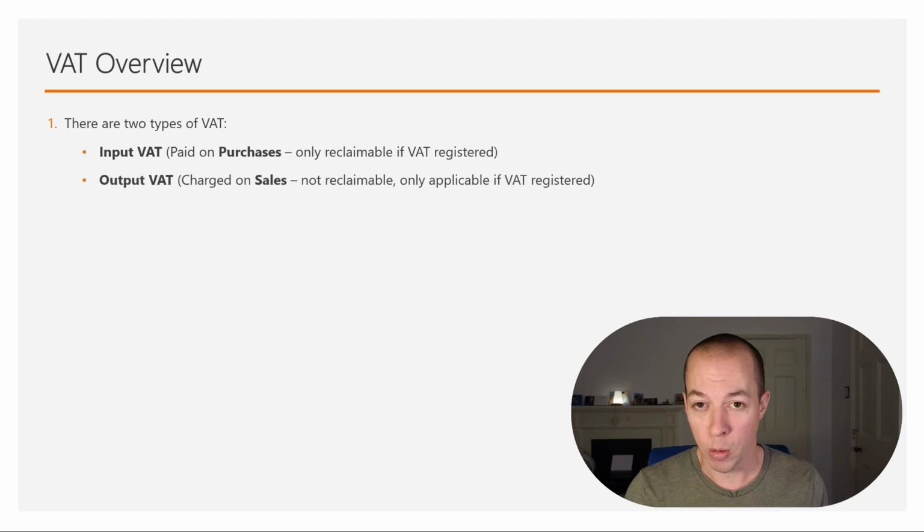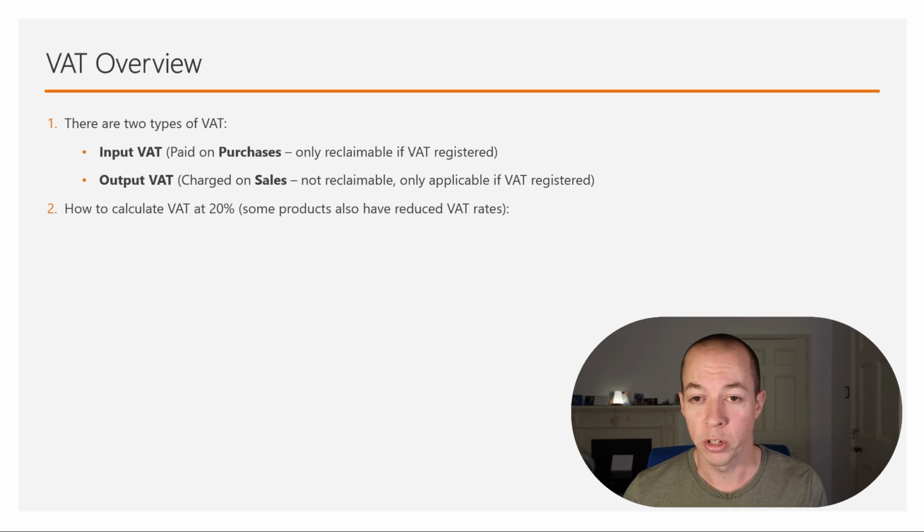You also have output VAT, which is charged on the sale price. So whatever price you're selling on Amazon will include output VAT if you are a VAT registered seller. If you're a new seller and you're not VAT registered, you do not need to charge output VAT as part of your sale price.